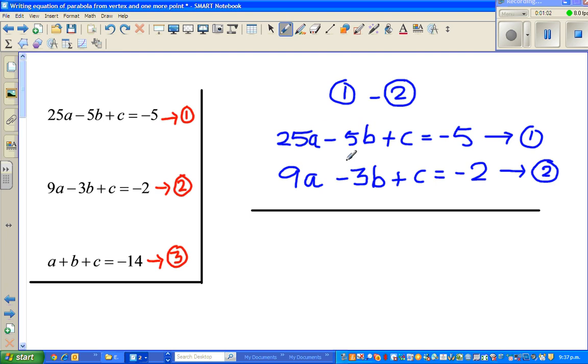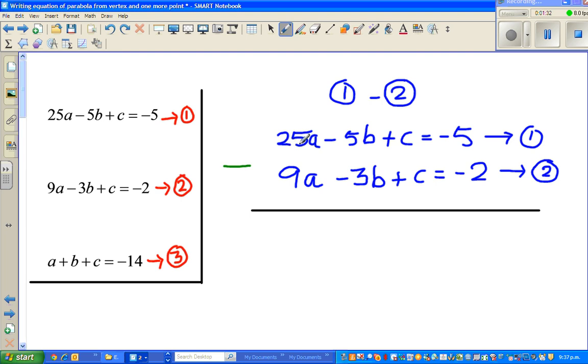So what I have done is, I'm going to do 1 minus 2. 1 minus 2 means equation 1 minus equation 2. So what we are going to do is take away equation 2 from equation 1. Okay, so I have lined up A with A, B with B, and so on. So let me put a minus here. This minus is telling me I'm taking away.